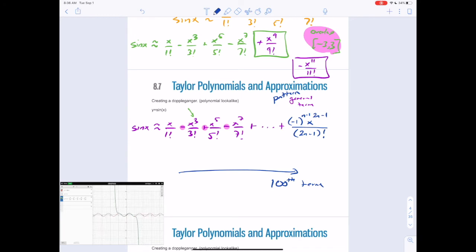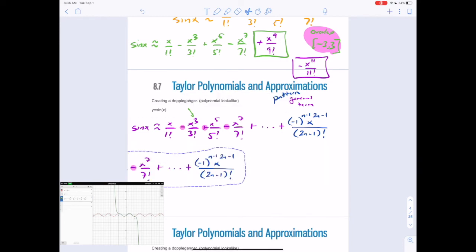Now, what if you go on forever? What if you go on to the infinite term? Okay, it doesn't stop, right? So what I'm going to do here is pay close attention. Let me copy paste this so that I don't have to write everything again.